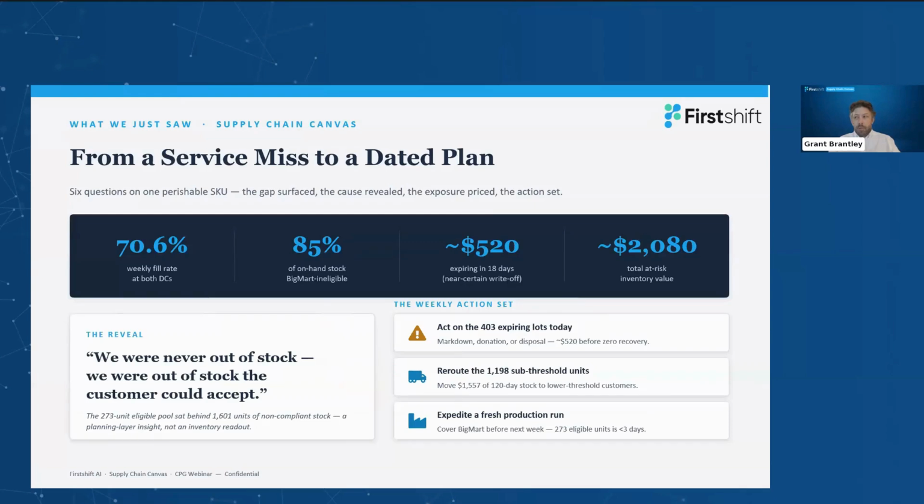Okay, so here's a little bit more of what we saw here. The numbers that we surfaced using Canvas to just ask through the questions, and understanding that it's not necessarily that we were out of stock, we were just out of the stock that we were able to use to meet Big Mart's requirements. On that, Canvas also helped us to reason through the different action steps that we need to do next. It really pinpointed it for our planners and saved us the time of having to dig through all of the information to find it, and then figure out what to do with it next.